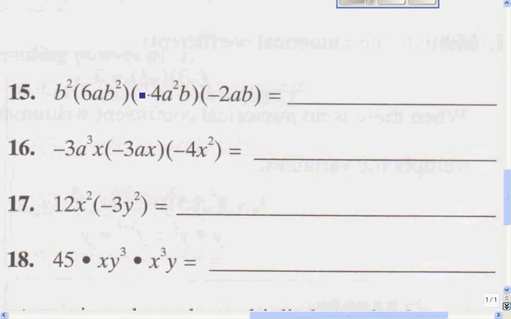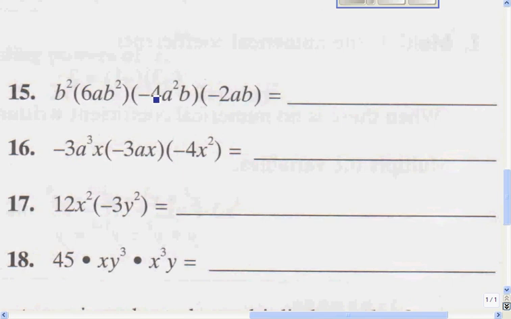I've got 2 negative signs. That's an even number. 2 is even, so I know my answer is going to be positive. And I've got my numbers. There's a 1 understood to be here. So 1 times 6 is 6. 6 times 4 is 24. And 24 times 2 is 48.